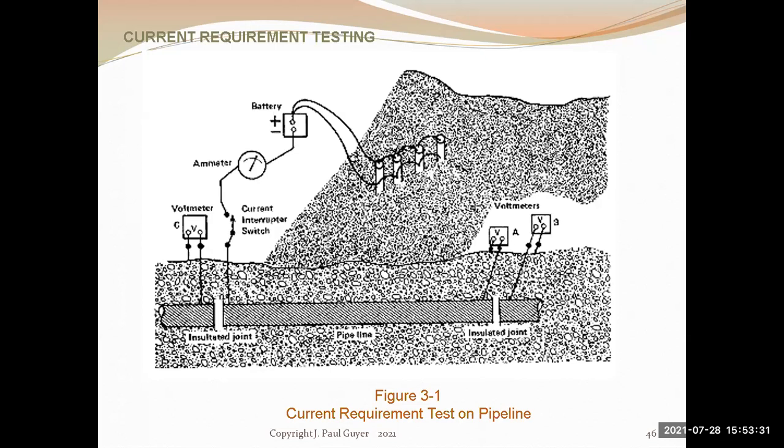Now, in this figure, there are three voltmeters that are shown. The one on the left and the one on the right, you can ignore. The only one you're concerned with is voltmeter A, which is measuring the voltage between the electrolyte and the protected structure. And so your test setup: you connect the wire to the protected structure. You insert in it what is called here a current interrupter switch. This is a rheostat. It's an adjustable resistor. And you put an ammeter in the circuit. You put a source of current, a battery, in the circuit, and connect the other pole of the battery to electrodes that you stick in the ground in the electrolyte.